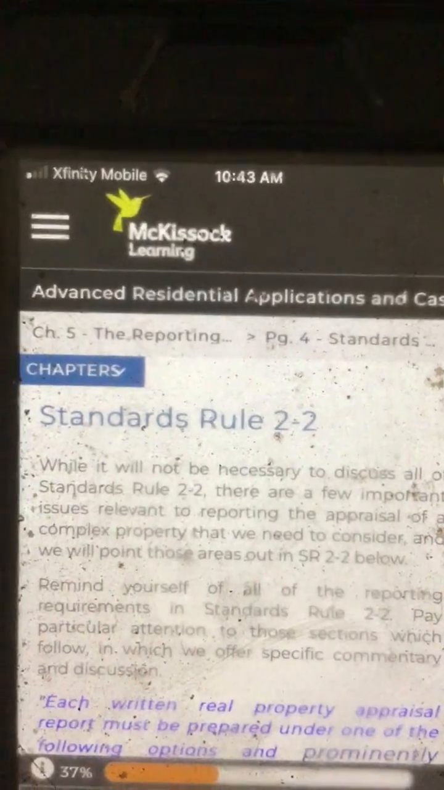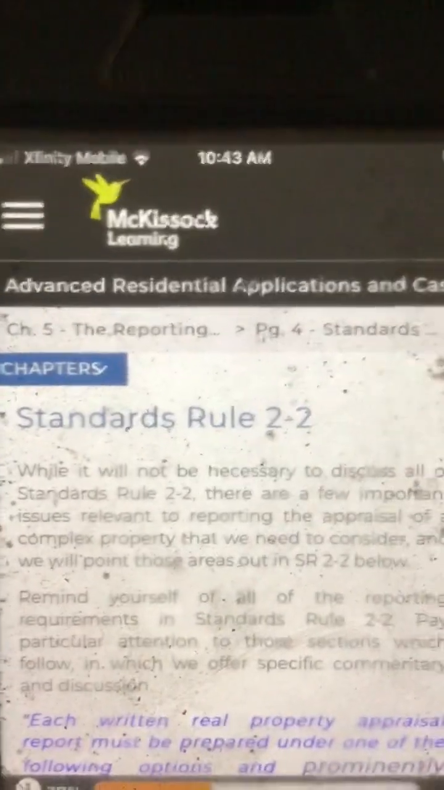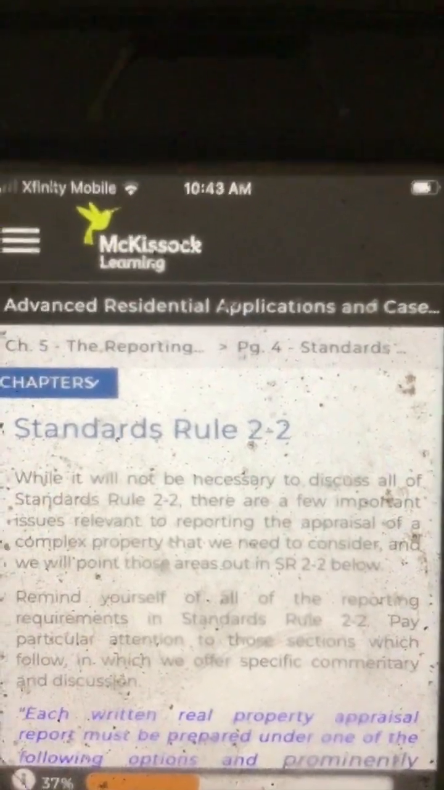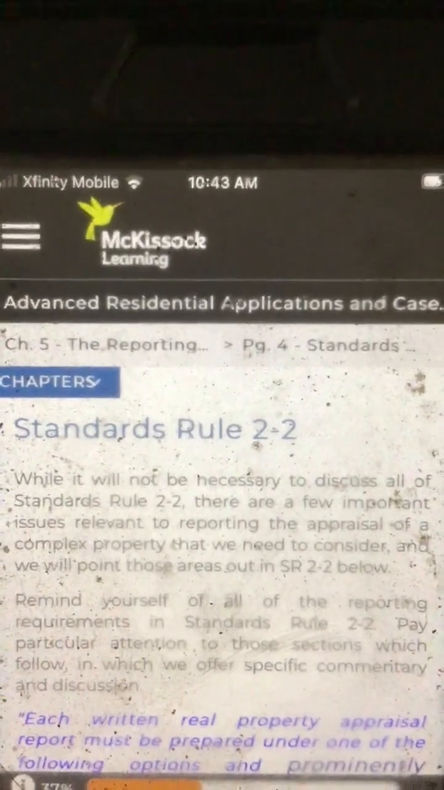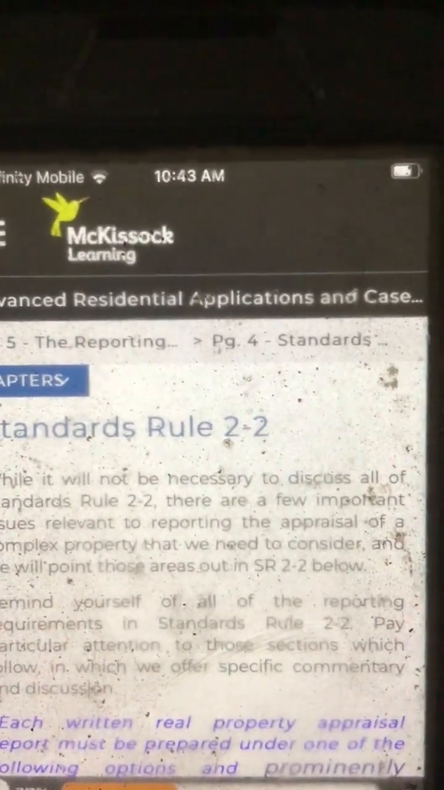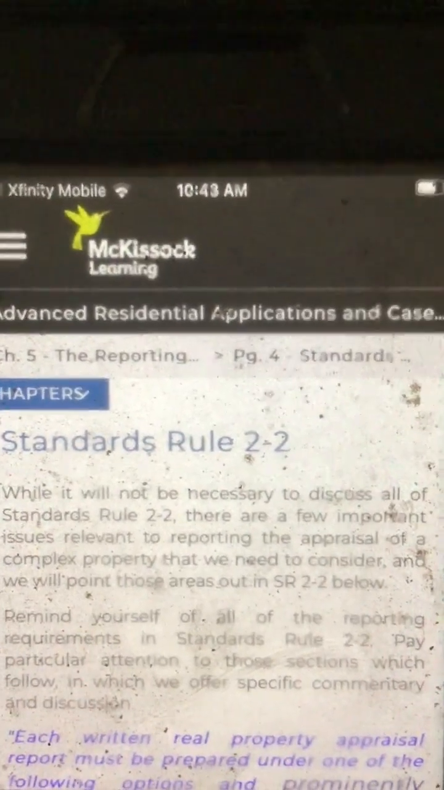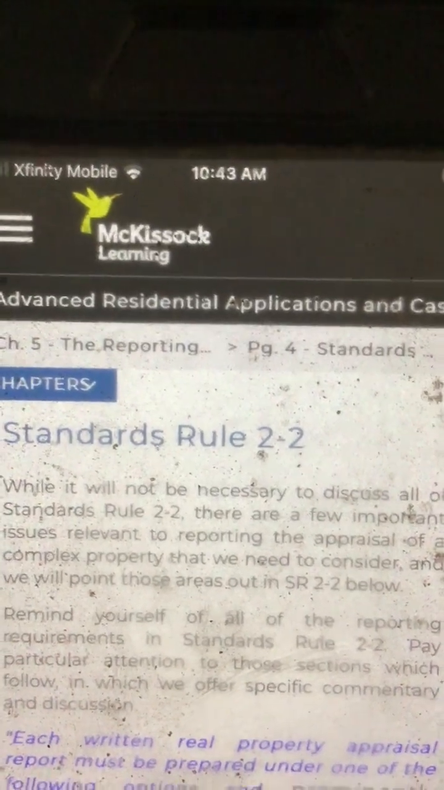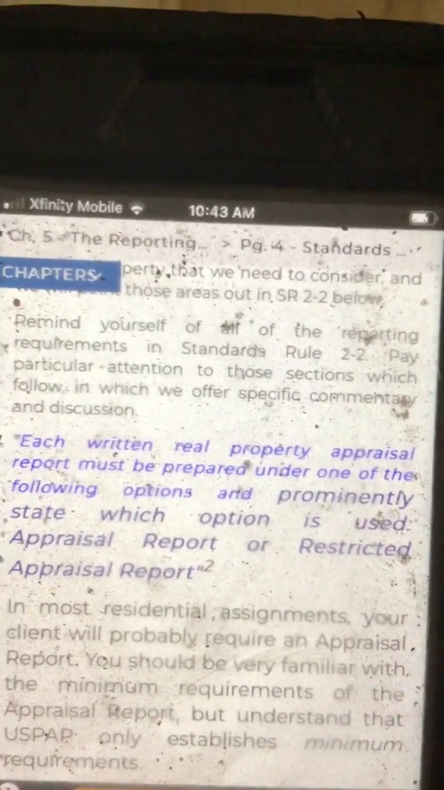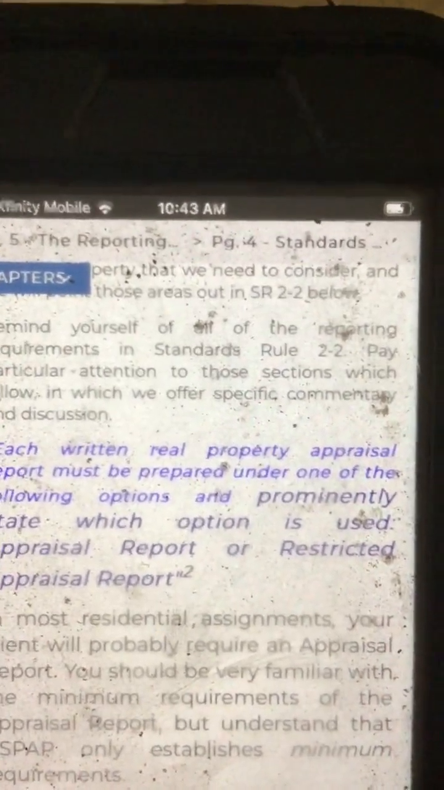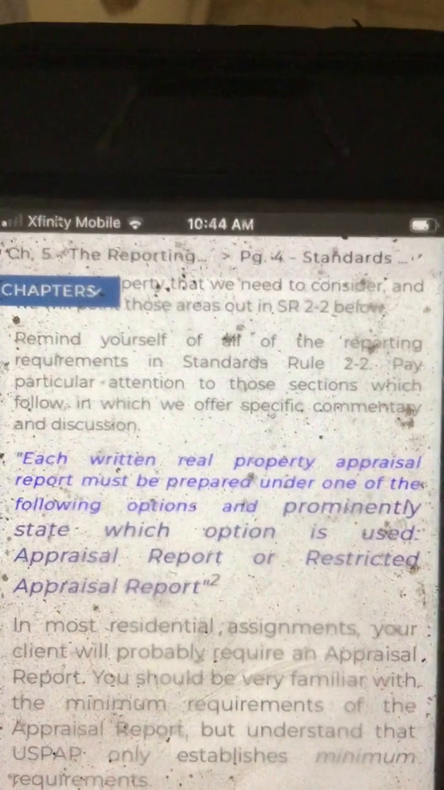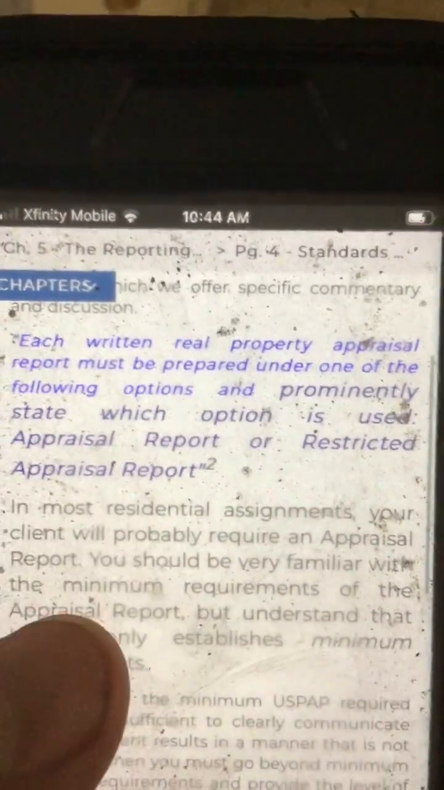Page 4, Standards Rule 2-2. While it will not be necessary to discuss all of Standards Rule 2-2, there are a few important issues relevant to reporting the appraisal of a complex property that we need to consider, and we will point those areas out in Standards Rule 2-2 below. Remind yourself of all of the reporting requirements in Standards Rule 2-2. Pay particular attention to those sections which follow, in which we offer specific commentary and discussion.